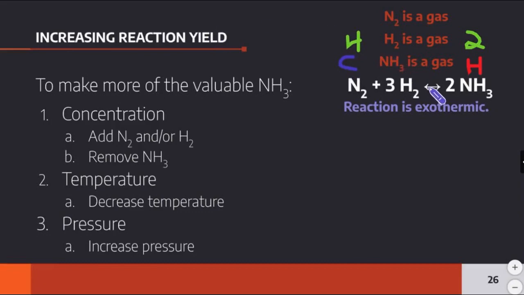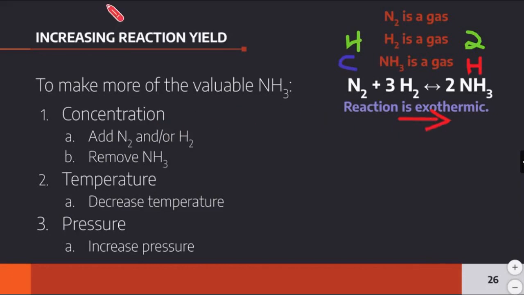Okay, it is a reversible reaction. Our goal is to make as much as possible of the valuable NH3. That means we want this reaction to shift toward the NH3, so this reaction is going to shift right. So let's see, how could we make the reaction shift right?